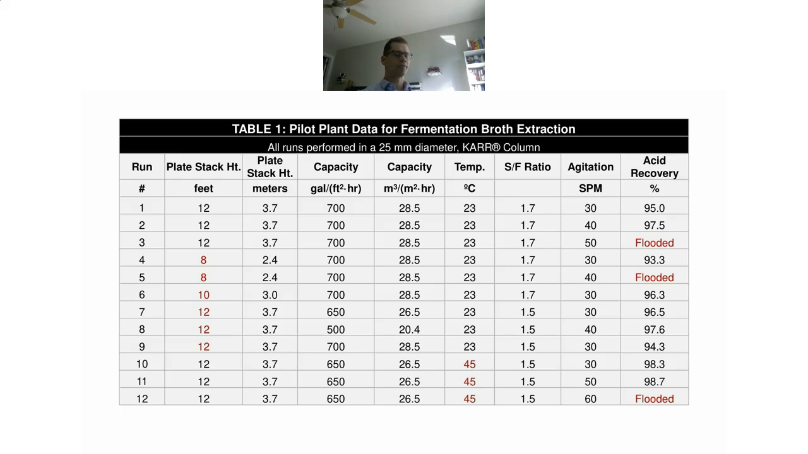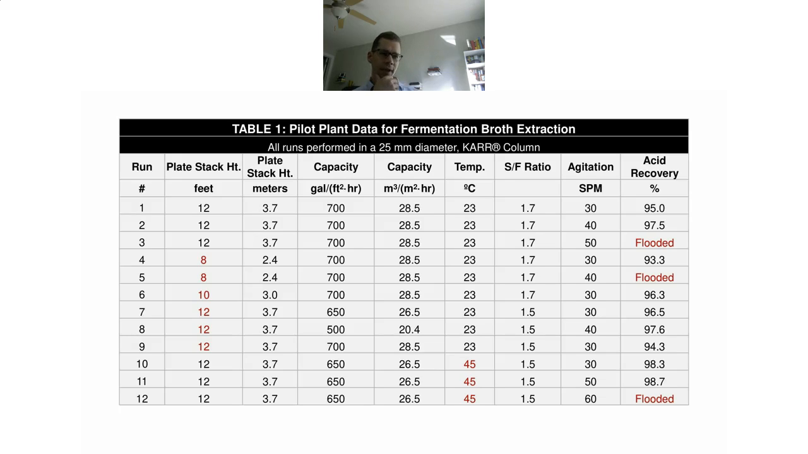We then made what proved to be the key parameter change for this pilot test, and that was just by increasing the temperature to a moderate elevated temperature of 45 degrees Celsius. And you can see in runs 10 and 11, we had excellent recovery at those conditions.